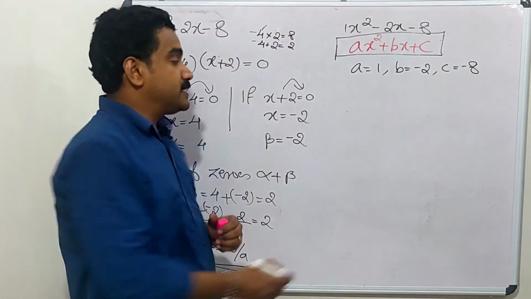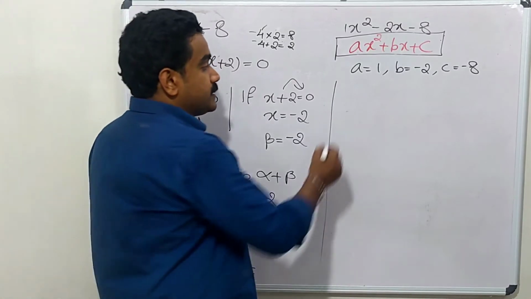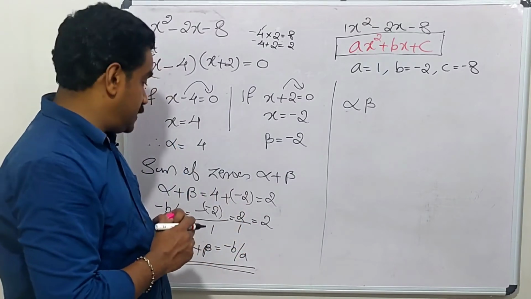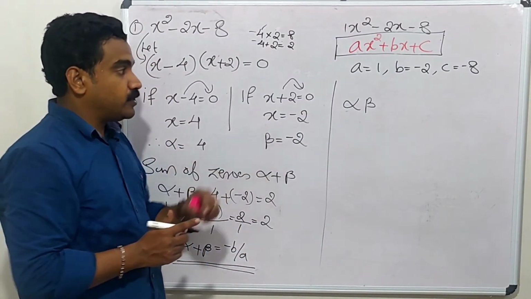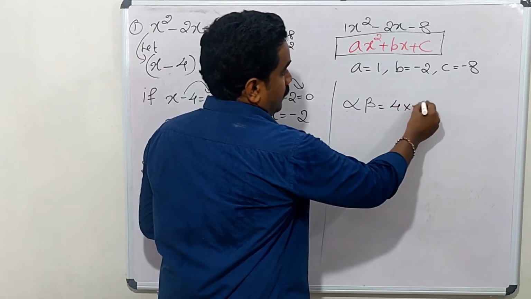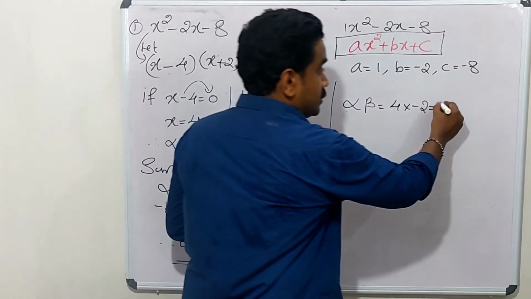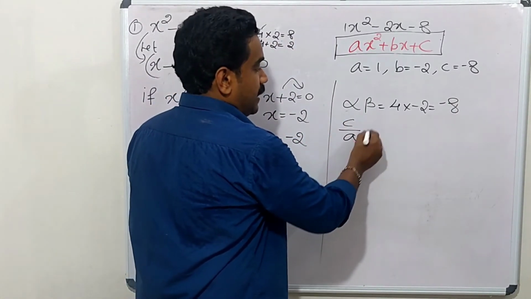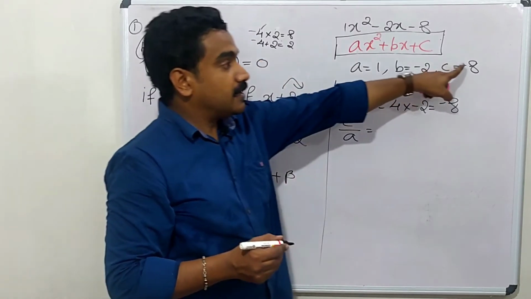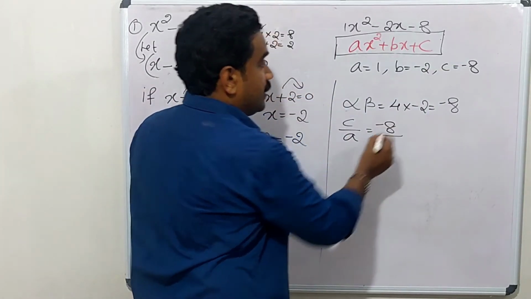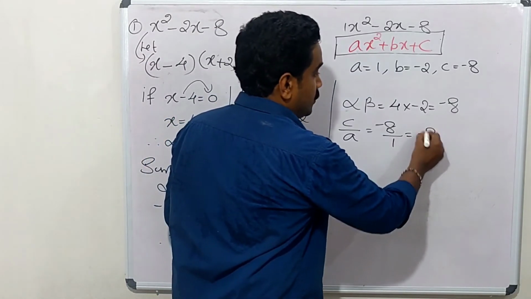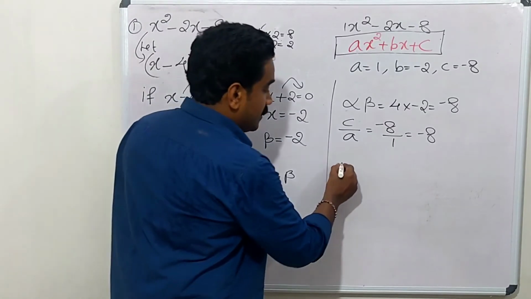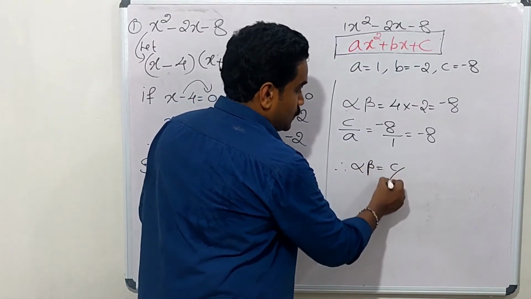Next, we want to check the product. Check what is alpha into beta. That is the product of the zeros. What is the product of the zeros? 4 into -2. What is 4 into -2? -8. Next we want to check c by a. What is c? C is -8 and a is 1. So it becomes -8. So alpha beta is -8, and c by a is also -8. Therefore alpha beta equal to c by a.